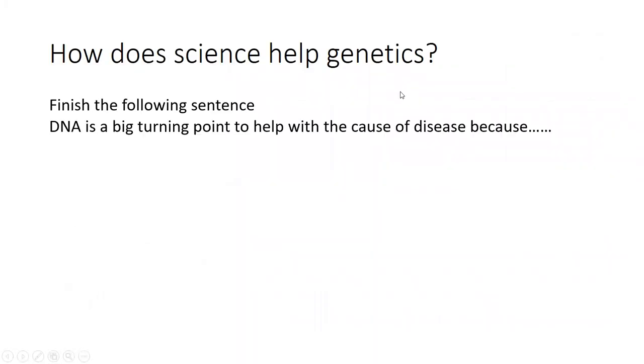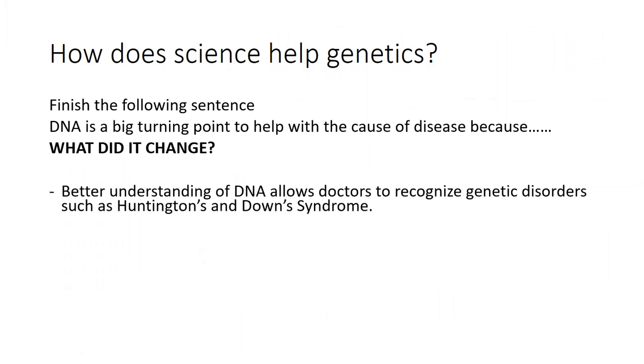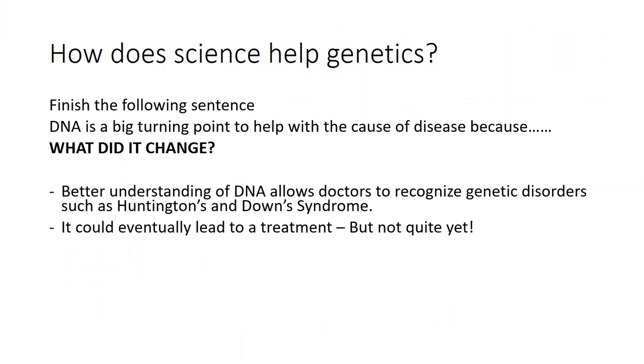So how does science help genetics? So I want you to finish the following sentence. DNA is a big turning point to help with the cause of disease because... I'm going to give you some help. Better understanding of DNA allows doctors to recognize genetic disorders, such as Huntington's and Down syndrome. It could eventually lead to a treatment, but not quite yet.